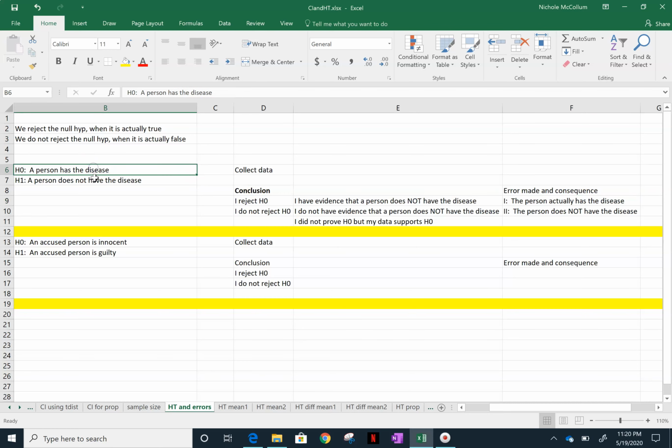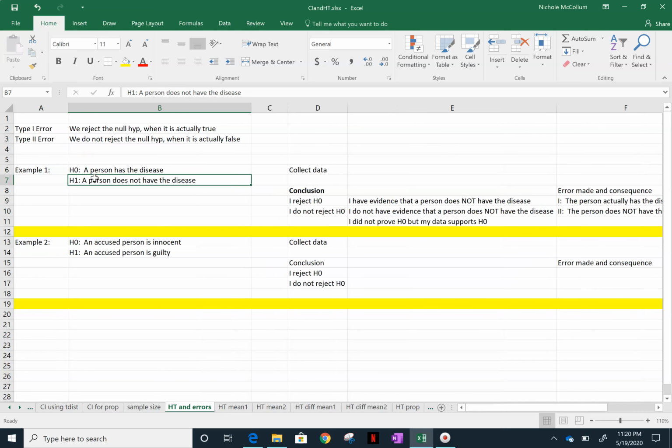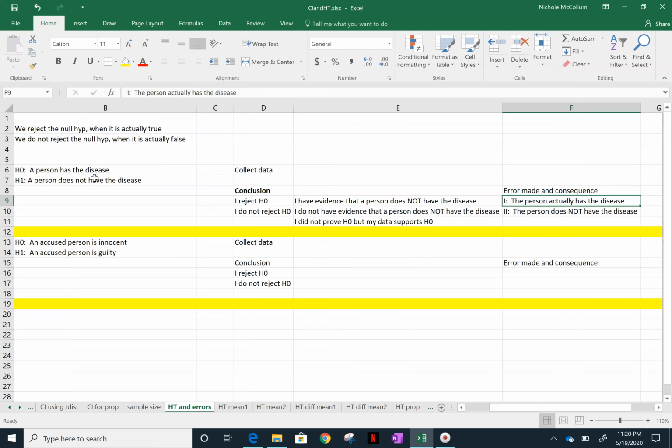Straight from making your null and alternative hypothesis, pretending to collect data, in this case probably some type of blood test. From there, you make two conclusions potentially. And once you make a conclusion, there's always a chance that you could be wrong. And that's where the type 1 and type 2 errors come from. They come from the chances the hypothesis test is wrong.